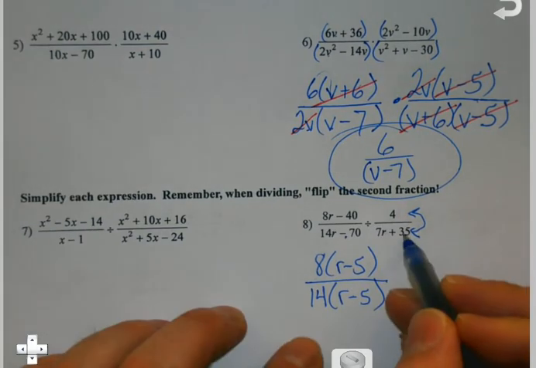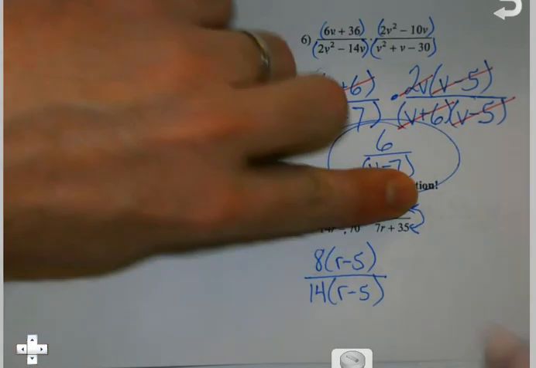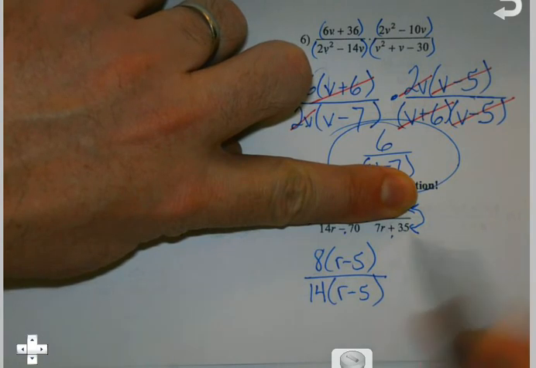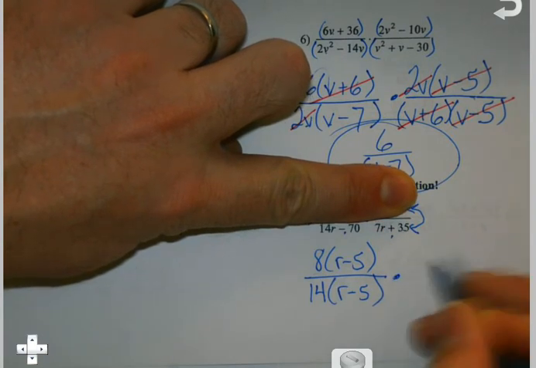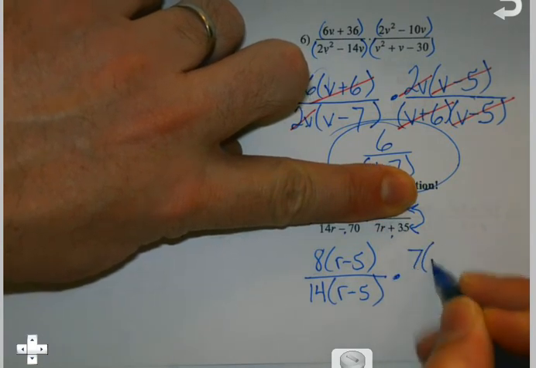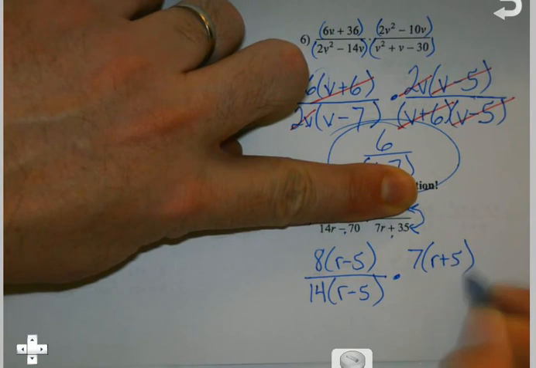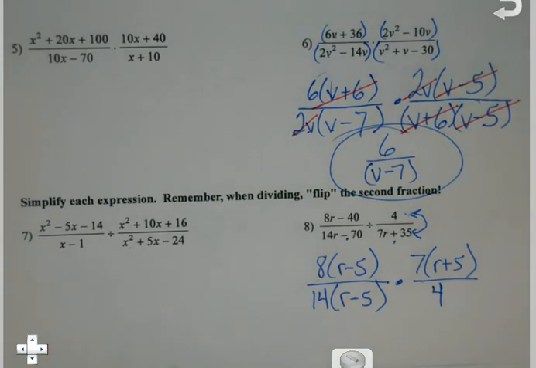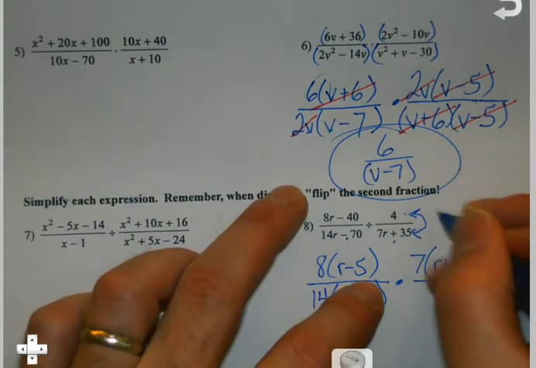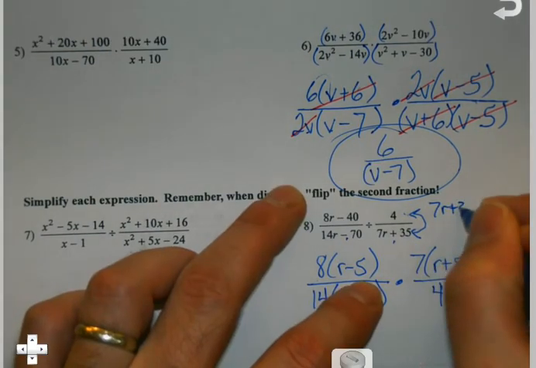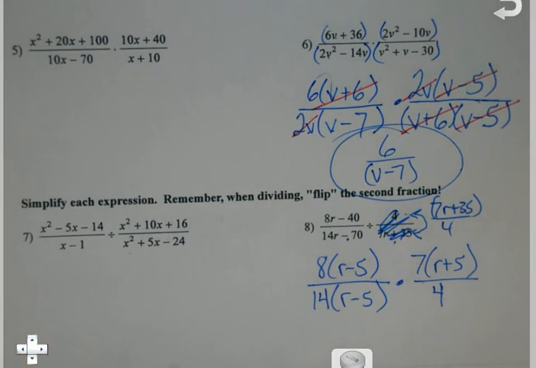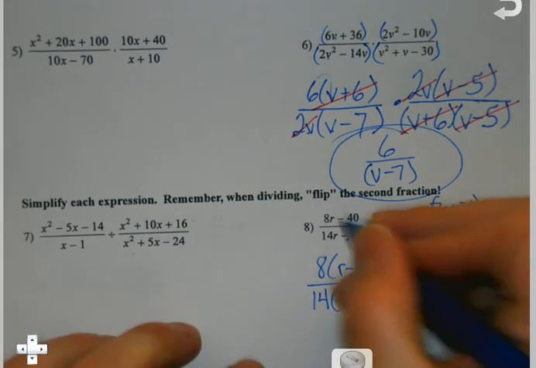So now here, this is up top now. So what about those two? Okay, I can take out a 7. And then the 4 now is down below. And some of you may literally want to rewrite it. Maybe instead of just drawing the arrows, you literally do 7r plus 35 over 4. And you just do that.